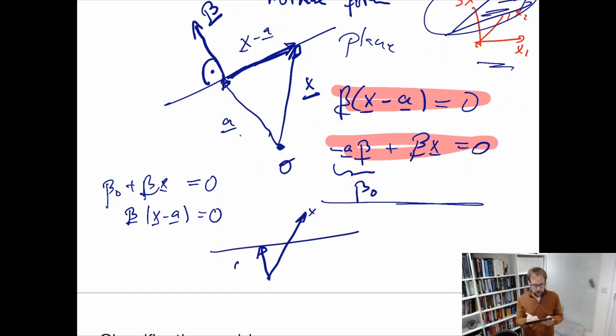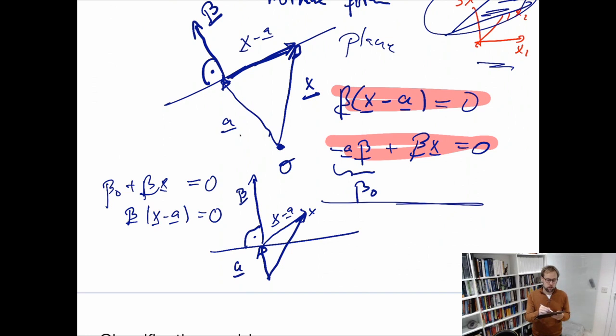This is my vector a. And here's my vector beta. Beta is orthogonal to the plane as before. Now, this vector here will be x minus a. If it's orthogonal, then the dot product will be 0 between x minus a and beta.